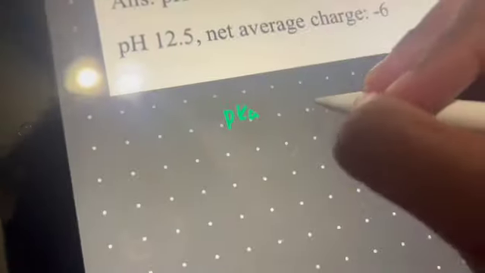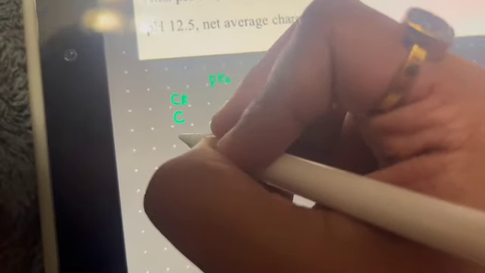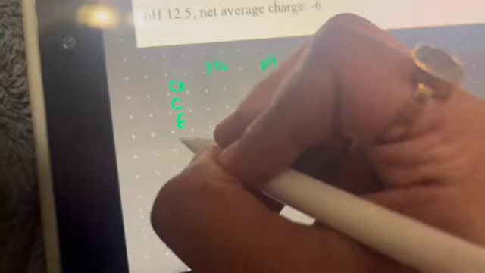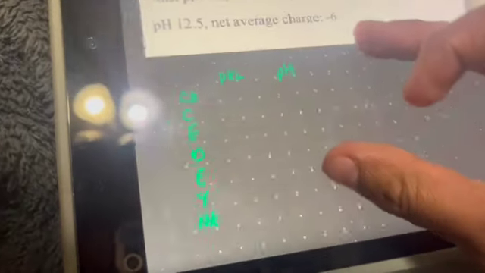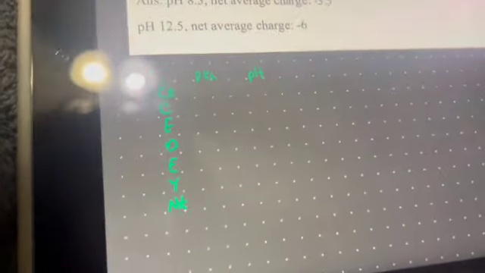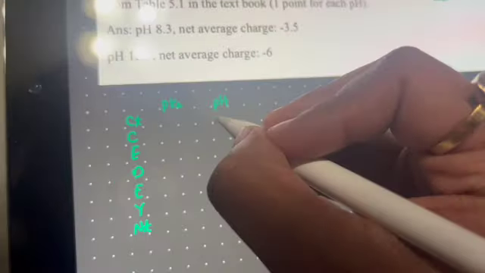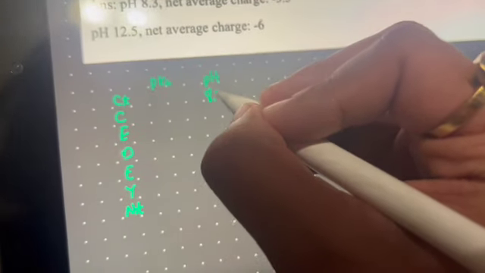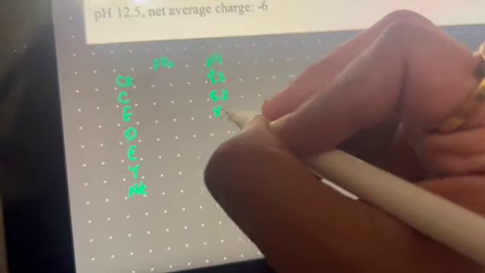How I usually like to write it out to organize when I'm calculating is the pKa value here, and then the pH value right here, and then I'll write out all those letters on the side. So first I'm going to do the C terminal right here, and then C, E, D, E, Y, and then the N terminal. So for the first pH, we're going to do 8.3. So at pH 8.3, I'm just going to write it all the way down.